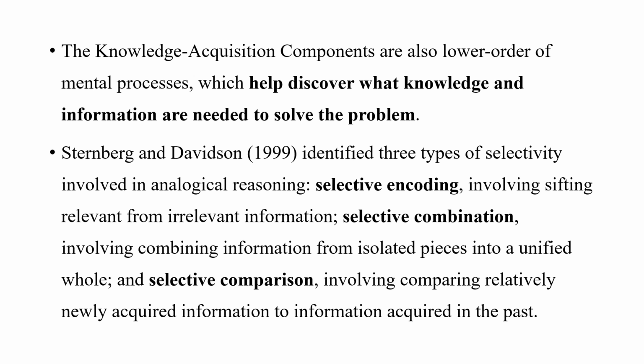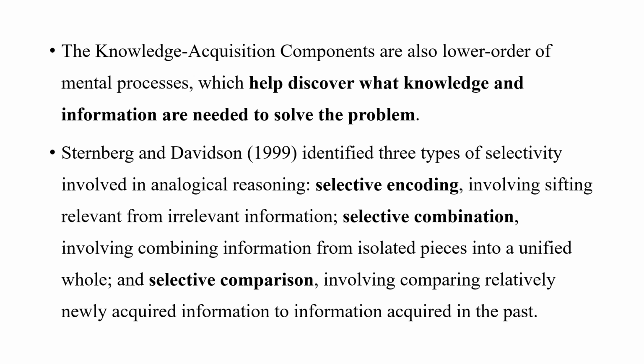And according to Sternberg and Davidson, there are three types of selectivity. So in analogical reasoning, that is the selective encoding involving sifting relevant from irrelevant information, and then comes the selective combination and the selective comparison. So we were talking about how encoding, combination and comparison are the processes that come under the performance, right?